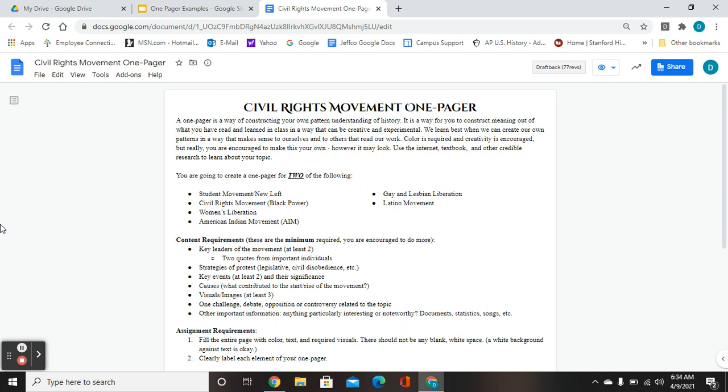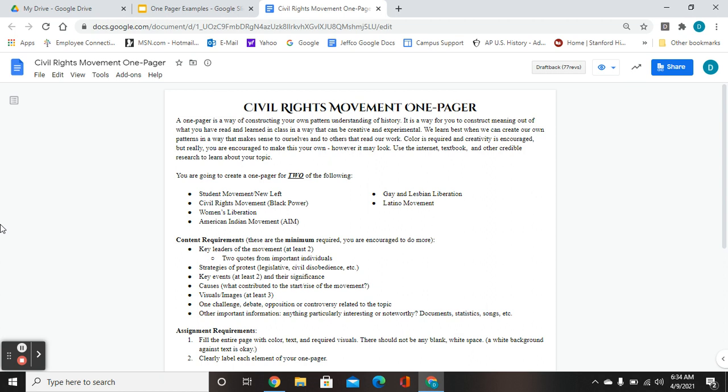Were they legislative strategies? Were they getting laws passed? Civil disobedience? Were they protesting? Were they marching? What were their strategies of protest? Include at least two key events, two big events that they were behind to further their civil rights goals, and explain why they were significant, why those events were important. Causes: what caused the event to take place, what caused the civil rights movement to start.